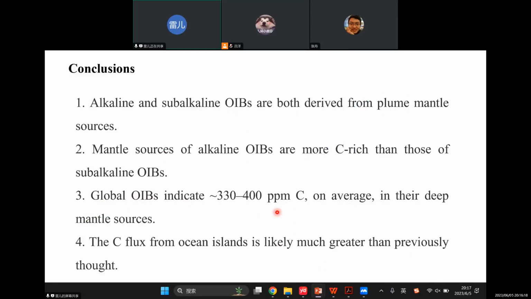Then last, there are some conclusions. The first is alkaline and subalkaline OIBs are both derived from the plume mantle source. The second is the mantle source of alkaline OIBs are more carbon-rich than those of subalkaline OIBs. The third is global OIBs indicate about 330 to 400 ppm carbon on average in their deep mantle source. The last is the carbon flux from the ocean islands is likely much greater than previously thought. That's about this paper.